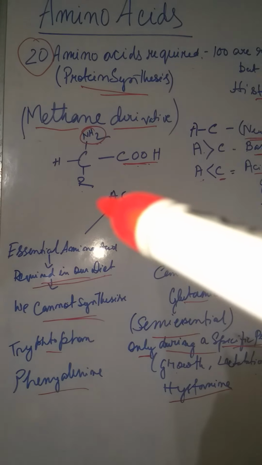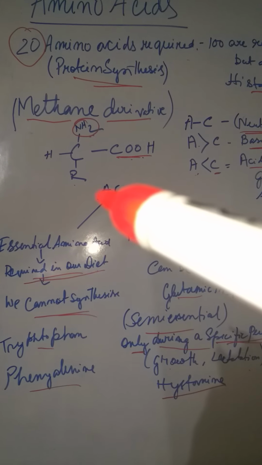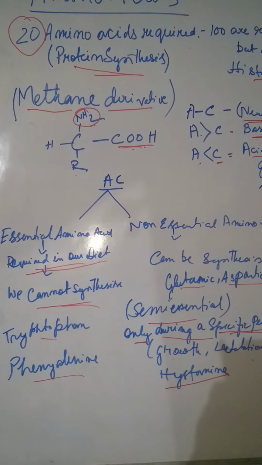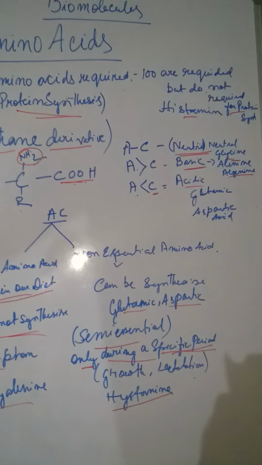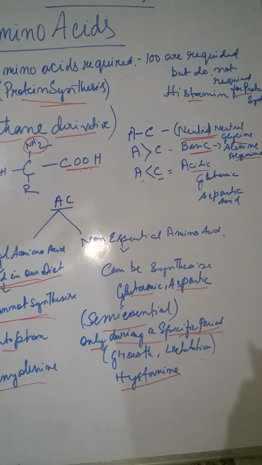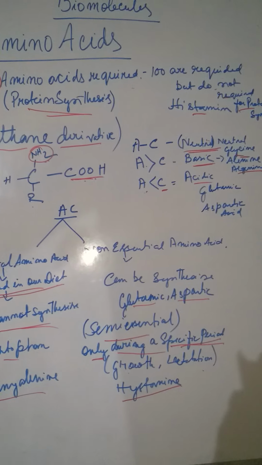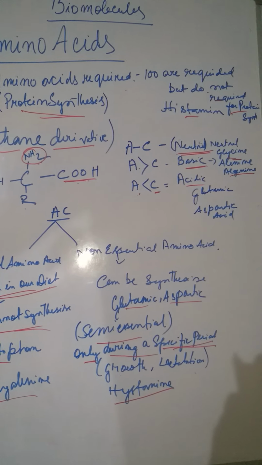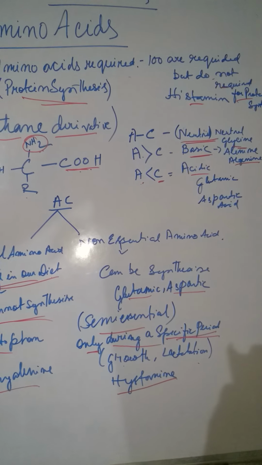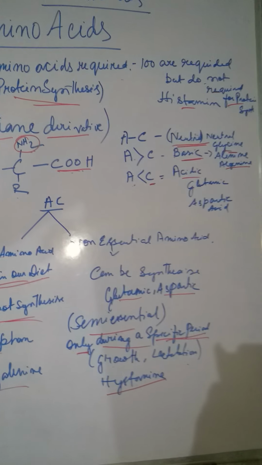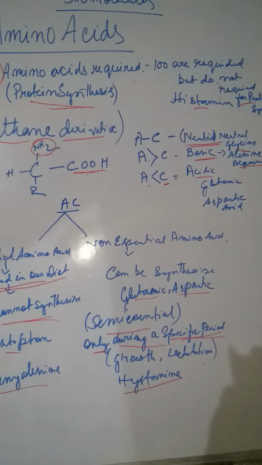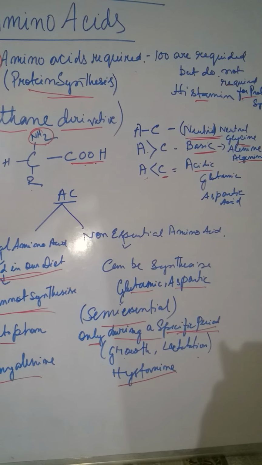Now if we find R means anything, it can be a long chain. And here you see, if acidic, NH2 is more, that means it is a basic amino acid. The NH2 amino group is basic. So 1 to 1, one amino group and the number of amino groups equals the number of carboxylic acid groups, we call it a neutral one.